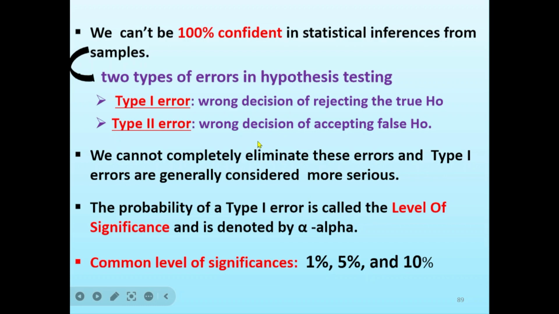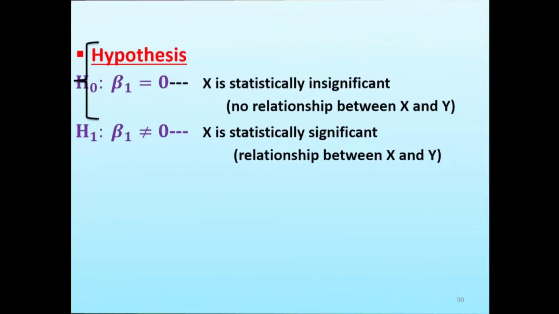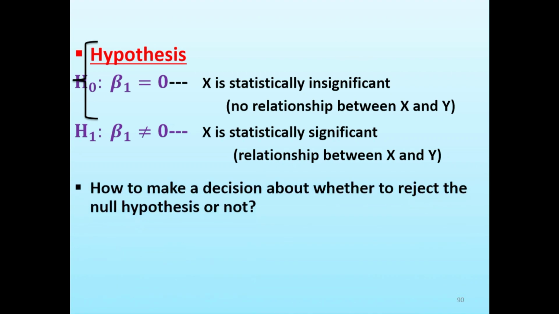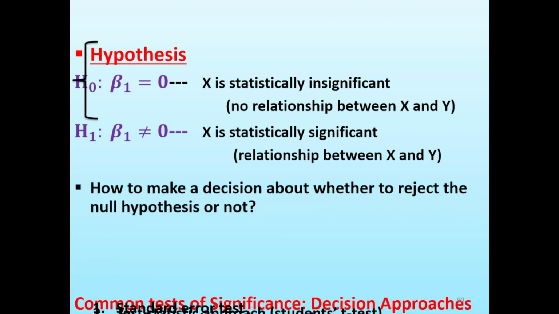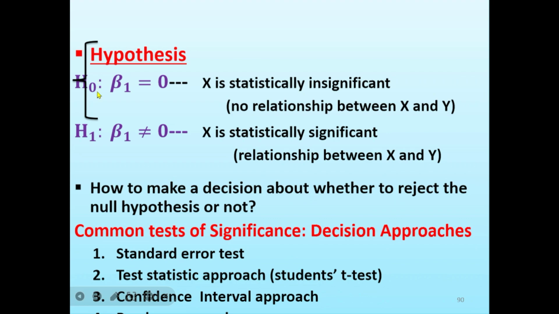So how do we make a decision about whether to reject the null hypothesis or not? There are common tests of significance, three decision approaches. The first one is the standard error test. The second one is the test statistics approach, or the student t-test. The third one is the confidence interval approach. We will see each of them.